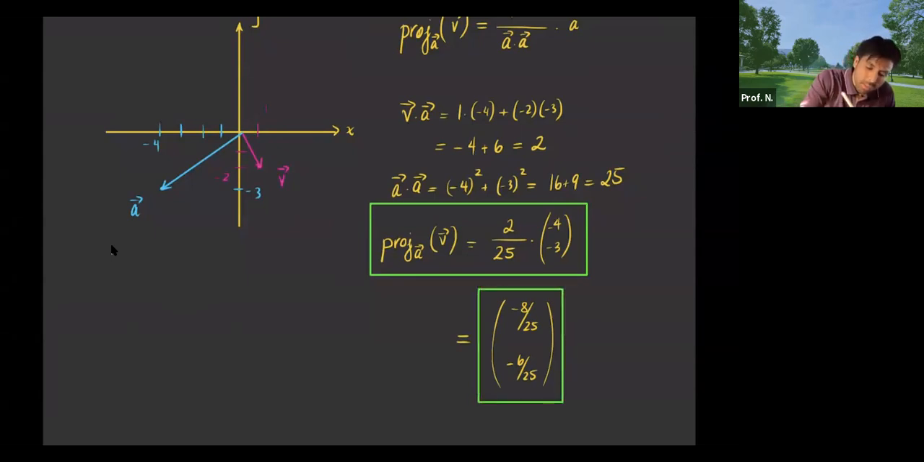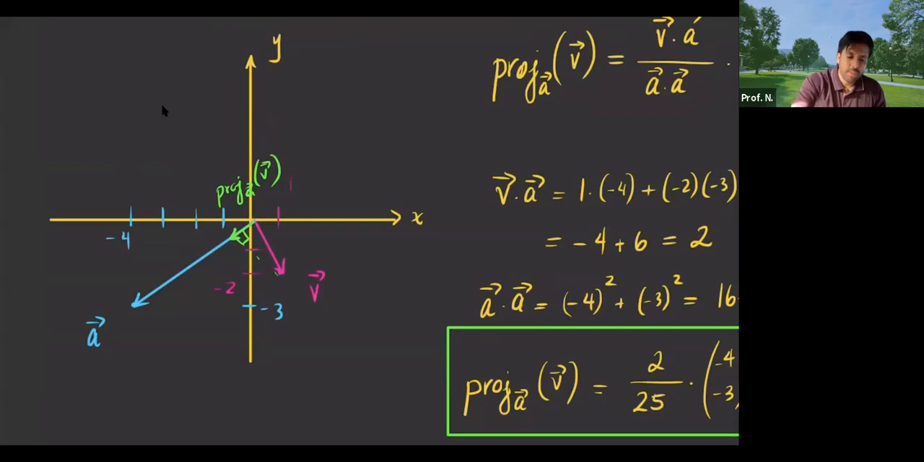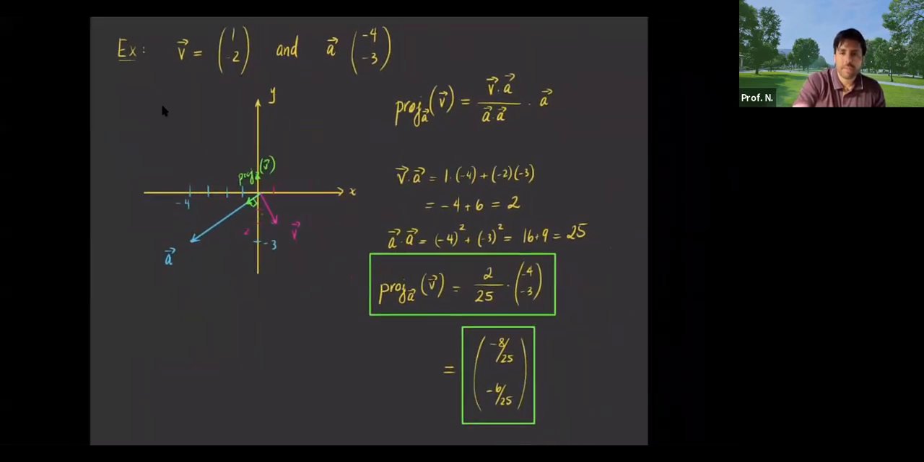And this would be the projection of V along A. Does that make sense? Can anybody see that? So this here would be the projection of this vector V along A. Any questions about what we're looking for, what we're finding, and how we apply the formula to find it?